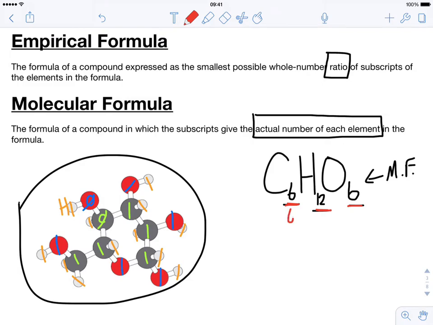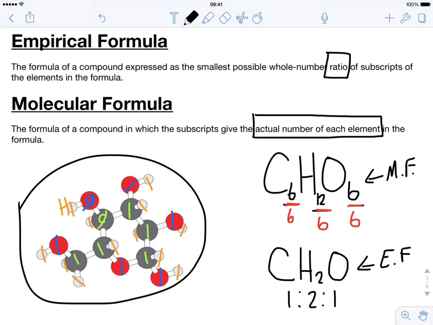So we divide each of these subscripts by that greatest common factor of 6. And once we divide, that is going to be the empirical formula. If we look at carbon, 6 goes into 6 once. We don't write a 1 here because the C by itself is just an understood 1. If we look at hydrogen, 6 goes into 12 twice. So 2 becomes our new subscript for the empirical formula. And finally, if we look at oxygen, 6 goes into 6 once. So again, we just write O. This right here, CH2O, is our empirical formula because it's telling us there's a 1 to 2 to 1 ratio.